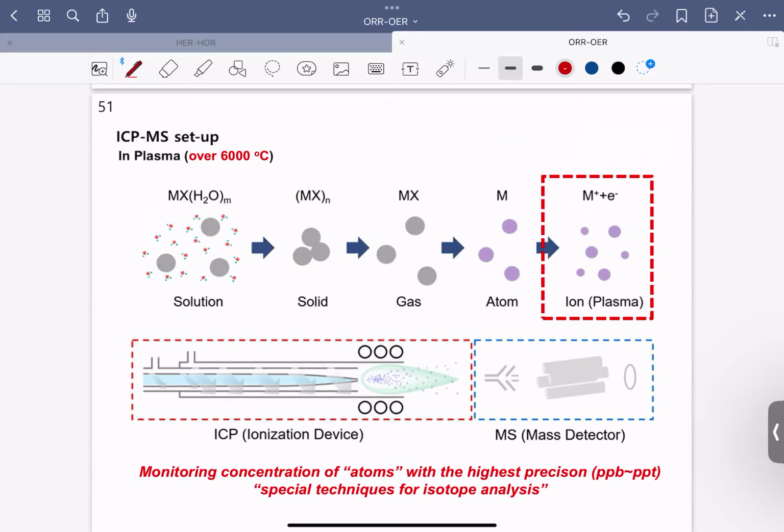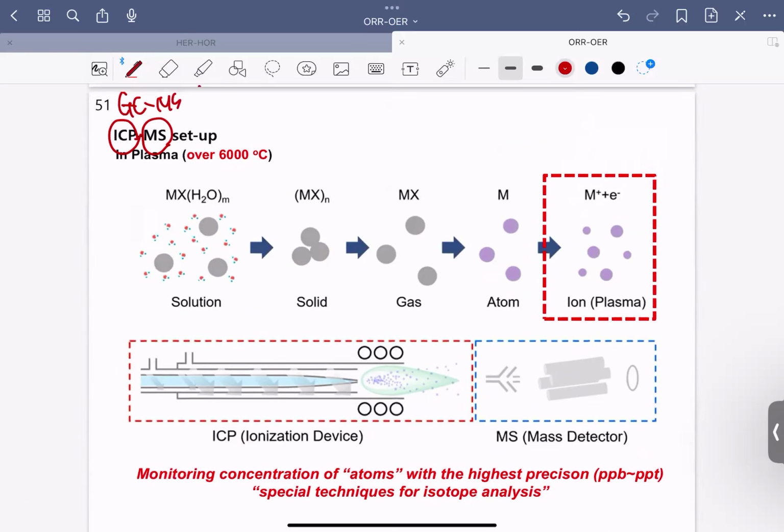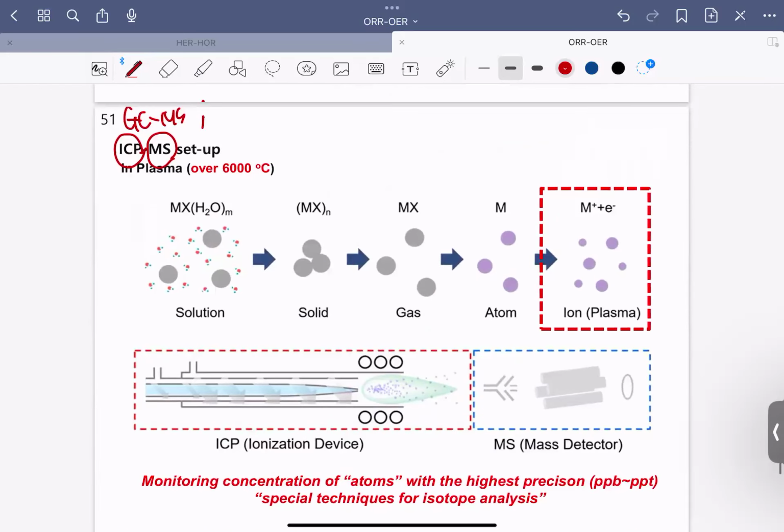To make a long story short, ICP-MS is a really powerful technique, and there are two terms, right? ICP-MS, and for example, there is GC-MS or LC-MS, right? There are several terminologies like this. The pre-term shows how to treat the samples before the mass spectrometry, right? So in all the systems, we utilize mass spectrometry, and the pre-term shows how to treat the sample.